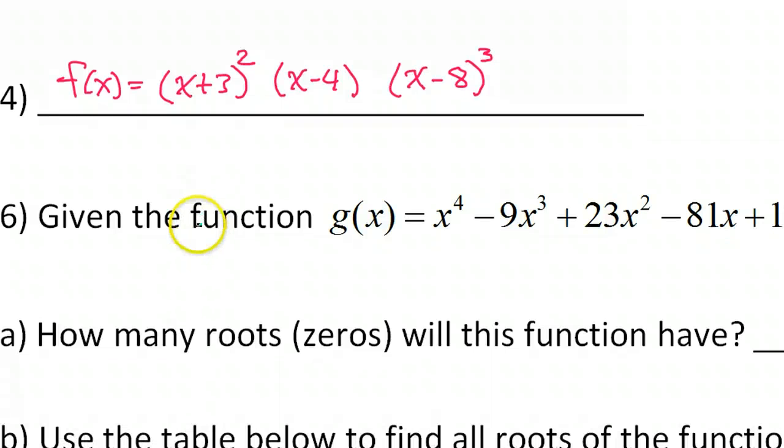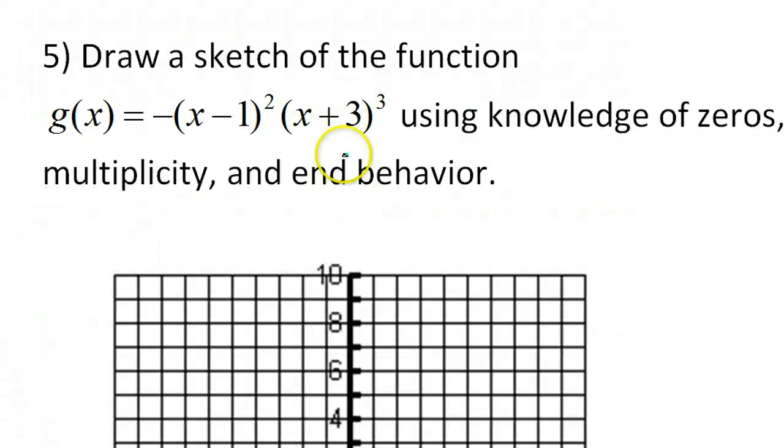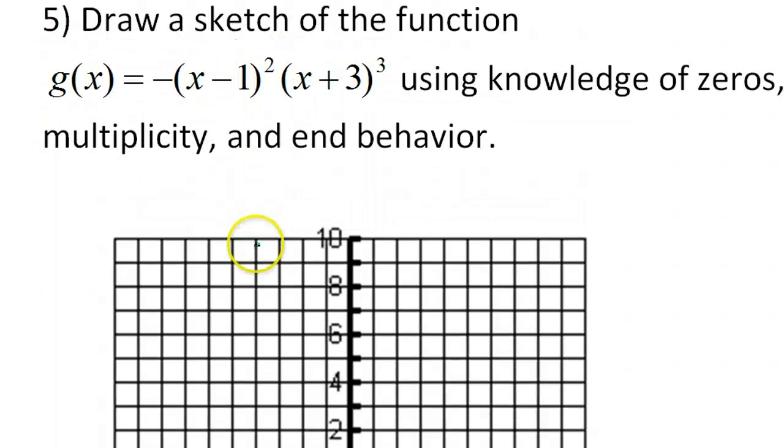Does it really go straight from 4 to 6? Let me look around. Alright, take a look at number 5. For this one, we're going the other way. We're given the factored form, and using our knowledge, we're supposed to sketch a function that would match this.